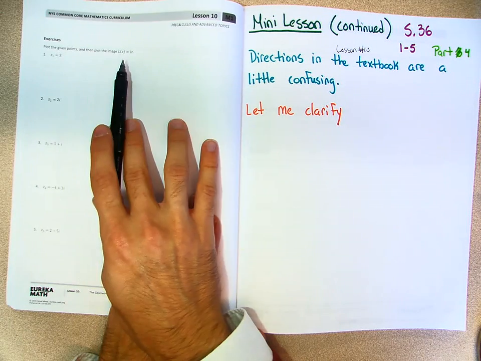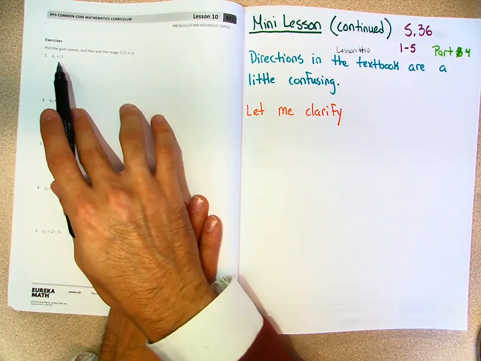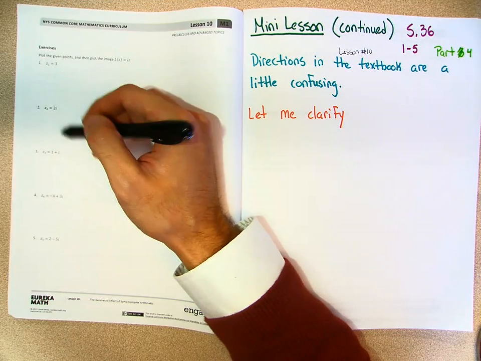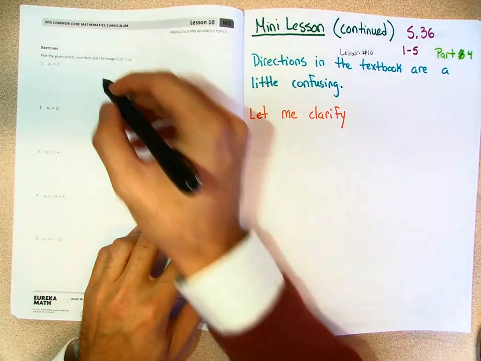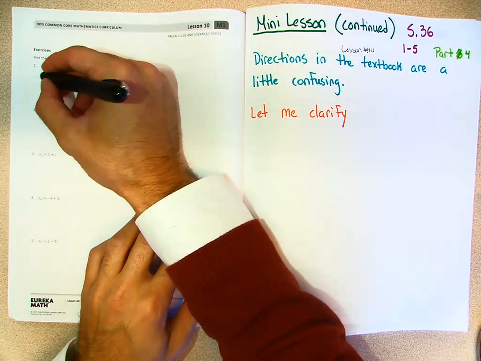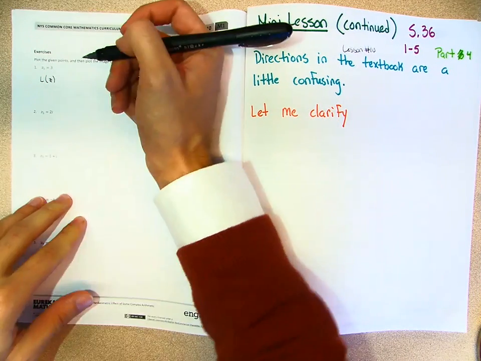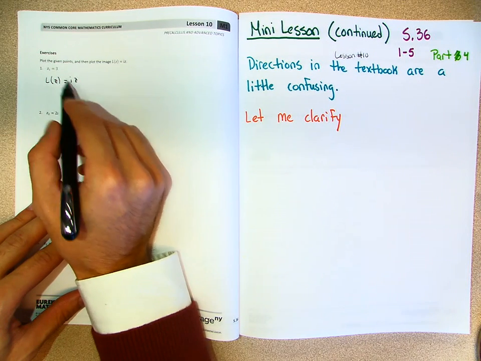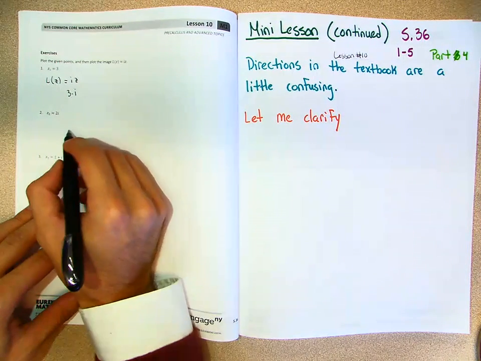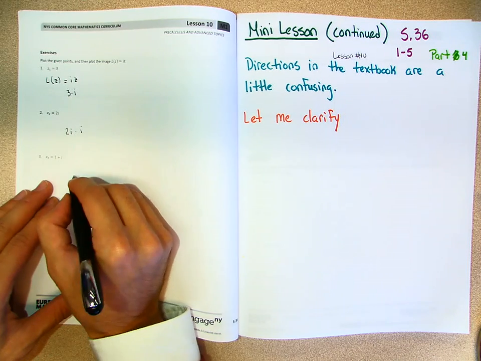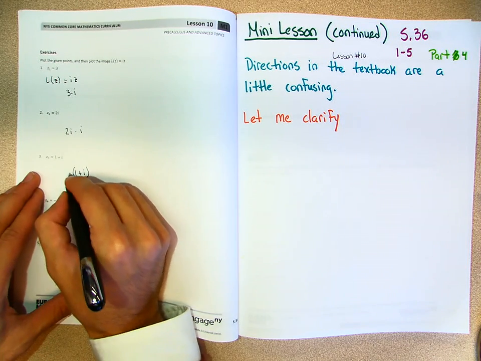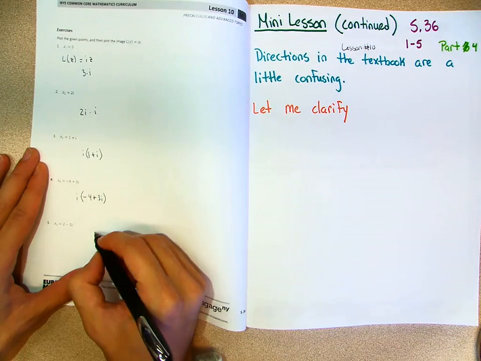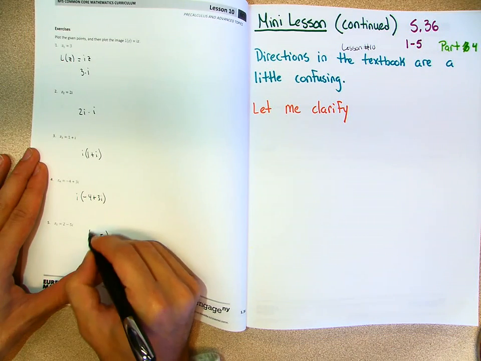The directions are a little confusing, but all it's saying is, if we look over here on page S.36, it may be difficult to see through the video, but if you have your book with you, here it says if L of z is equal to i times z, all they want you to do here is, what is 3 times i? What is 2i times i? What is 1 plus i times i? What is negative 4 plus 3i times i? And what is 2 minus 5i times i?